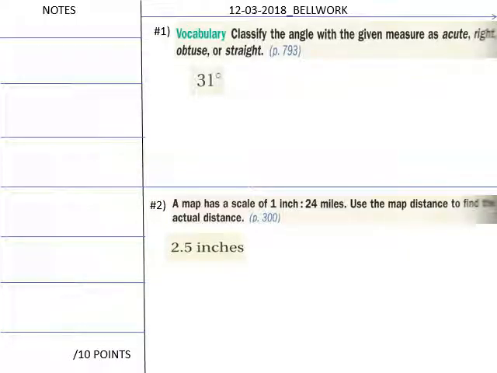Here's the bell work for students. Students, jump on this as you walk in your classroom. Classify the angle: acute, right, obtuse, or straight. And then a map problem. You use scale here. Here's a map distance to find the actual distance, represented by 2.5 inches.